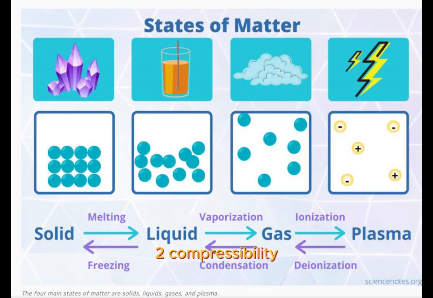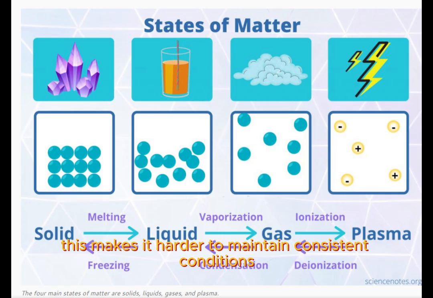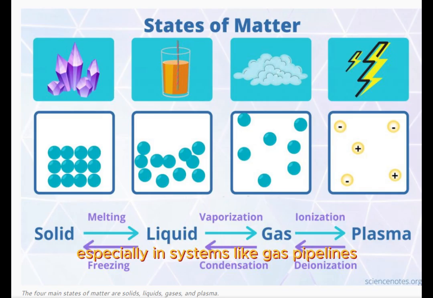2. Compressibility. Gases can be easily compressed, which makes their volume and pressure very sensitive to changes. This makes it harder to maintain consistent conditions, especially in systems like gas pipelines, cylinders, or engines.